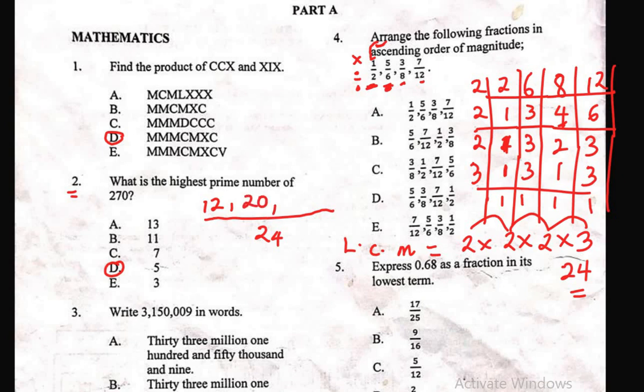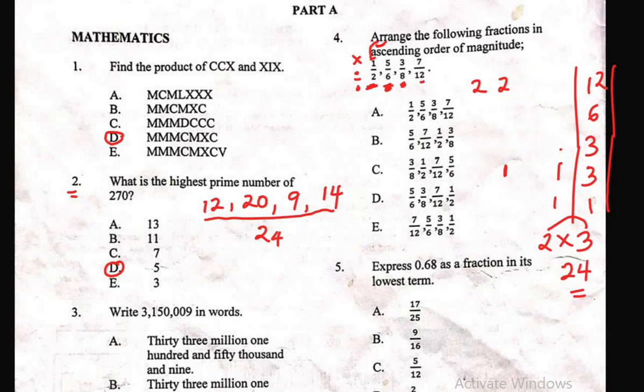Go to the third, which is 3 over 8. 24 divided by 8 is 3. 3 times 3 is 9. You go to the last, 7 out of 12. 24 divided by 12 is 2. 2 times 7 is 14. Now I can easily compare them. So I'm going to clean this LCM.